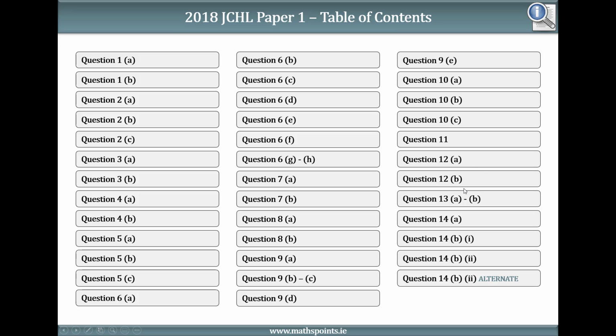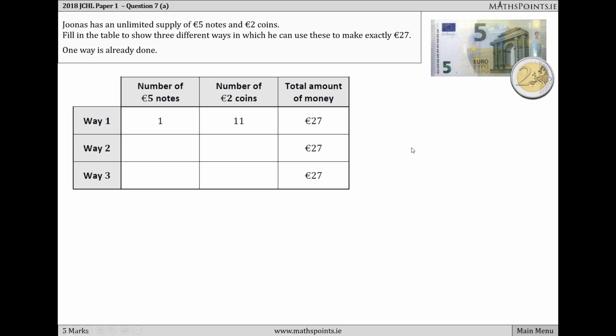So we're going to have a look at a number question from the 2018 Junior Cert Higher Level Paper 1. So it's question 7, and really it's a question about multiples. We're told that Eunice has an unlimited supply of €5 notes and €2 coins. Fill the table to show 3 different ways in which he can use these to make exactly €27. And one way is already done for us.